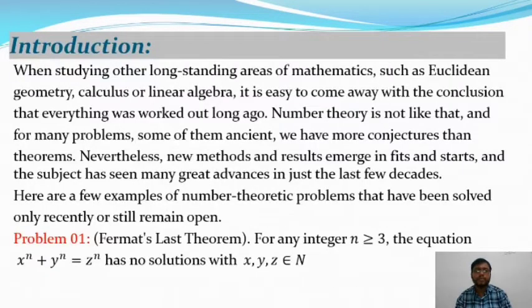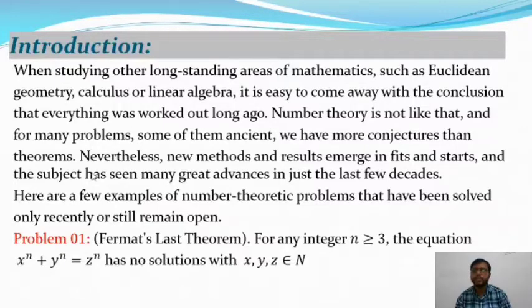So therefore, when studying other long-standing areas of mathematics such as Euclidean geometry, calculus or linear algebra, they are all the mathematical part of number theory. And it is easy to come away with the conclusion that everything was worked out long ago. Actually, number theory is the basic part of mathematics, and from number theory we have developed Euclidean geometry, calculus, or linear algebra.